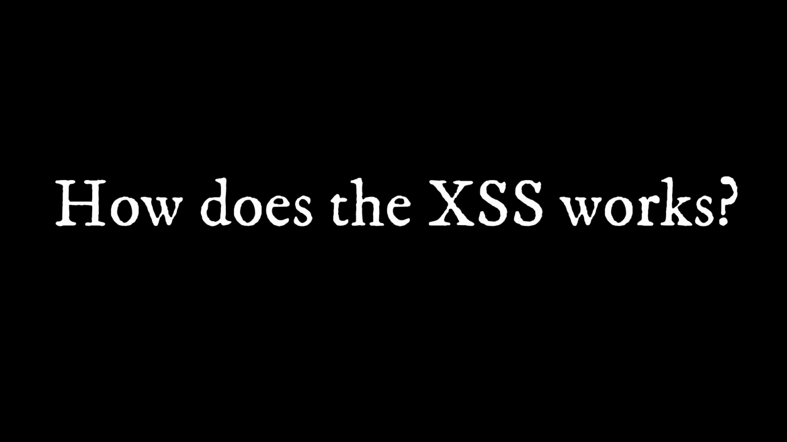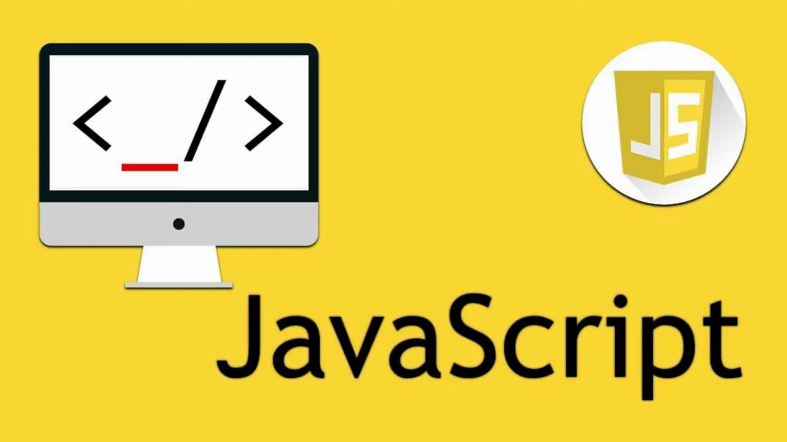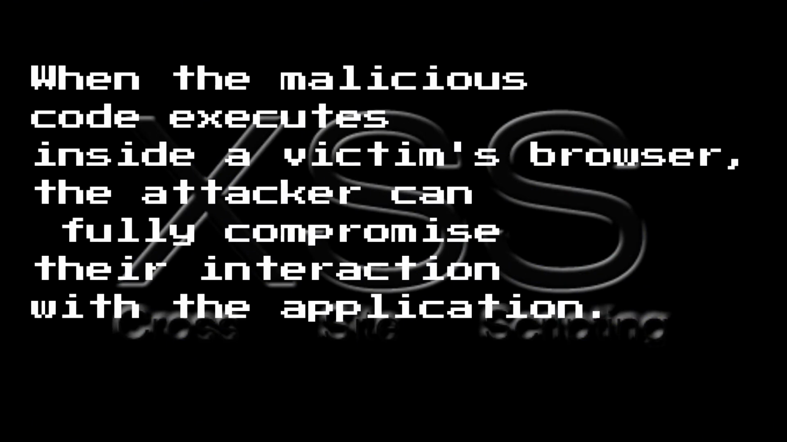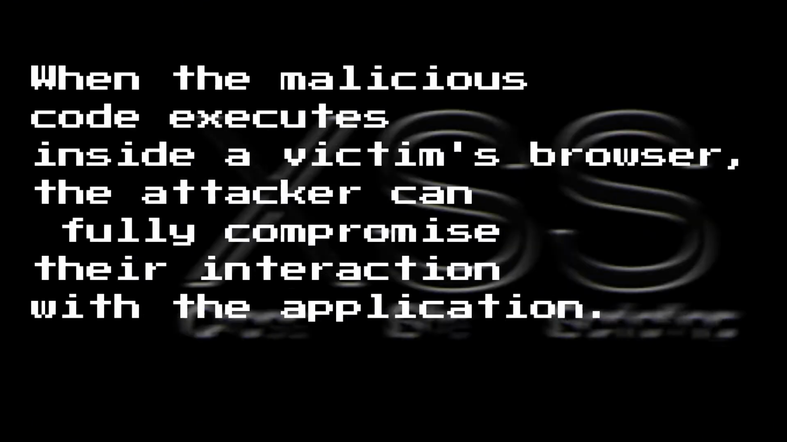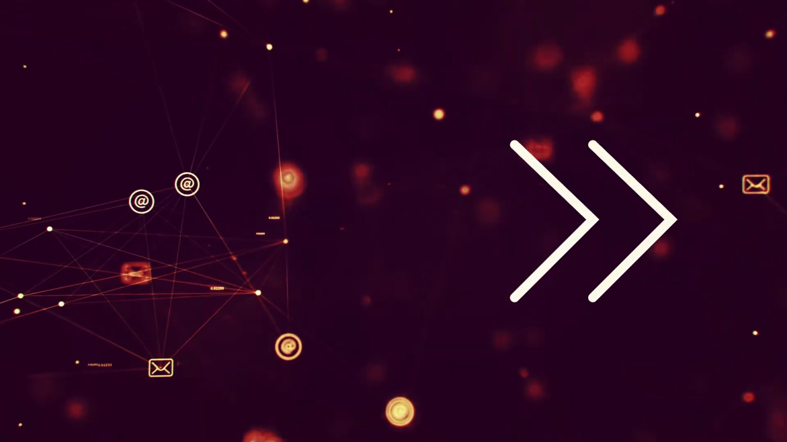How does XSS work? Cross-site scripting works by manipulating a vulnerable website so that it returns malicious JavaScript to users. When the malicious code executes inside a victim's browser, the attacker can fully compromise their interaction with the application. Later in this video, I will show you a practical example of how vulnerable it is.